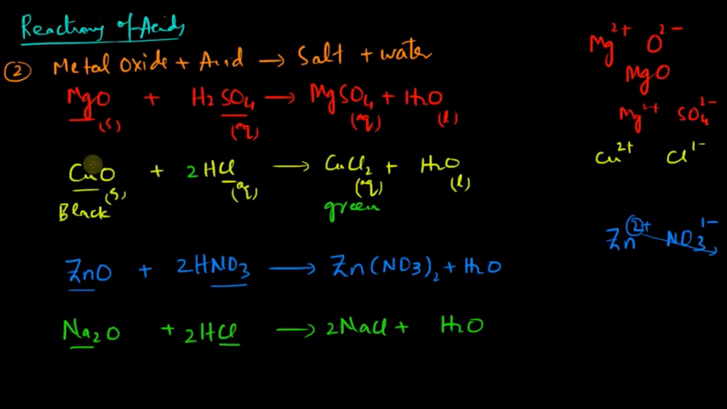Metal oxides, I told you, they are the bases, and bases react with acids. This reaction in which acid and base react, we call it a neutralization reaction. Neutralization, because acid and base, they are neutralizing each other and they are producing water. Now let's move ahead and see the next reaction.